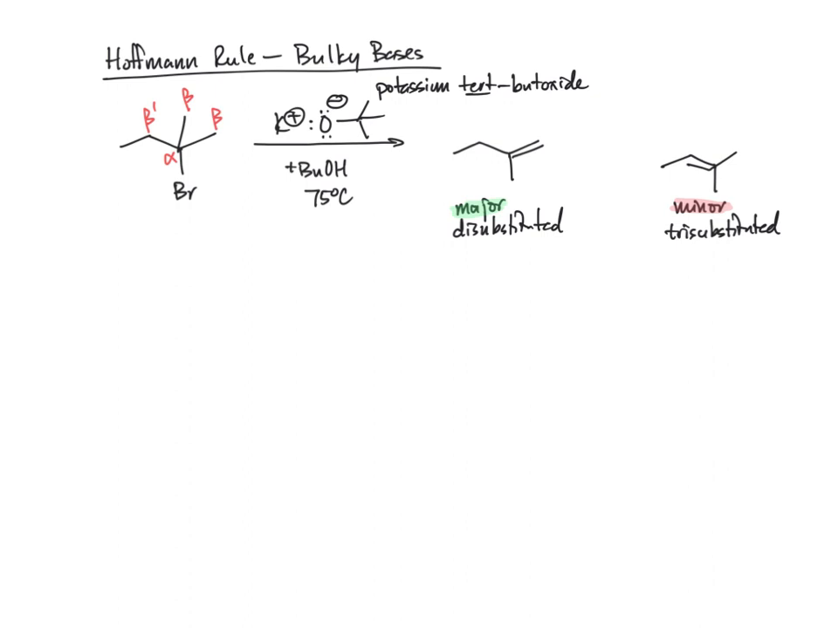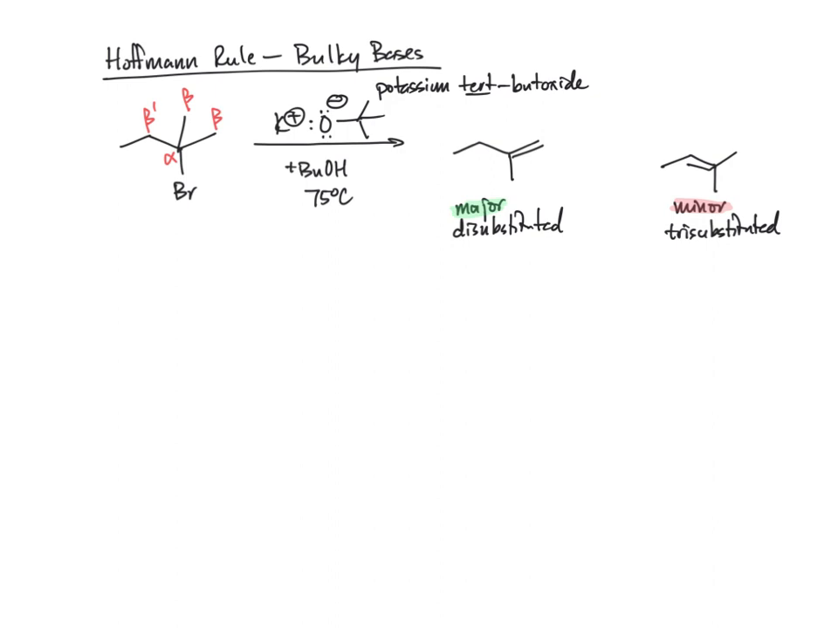So again, what we have to understand is that in comparison of these two products, this one resulting from deprotonation of the beta carbon, even though it's only di-substituted, is the major product because this base is too bulky to deprotonate from beta prime. So even though this one is tri-substituted and more stable in terms of alkene stability, it's the minor product because the base has a harder time abstracting these hydrogens.